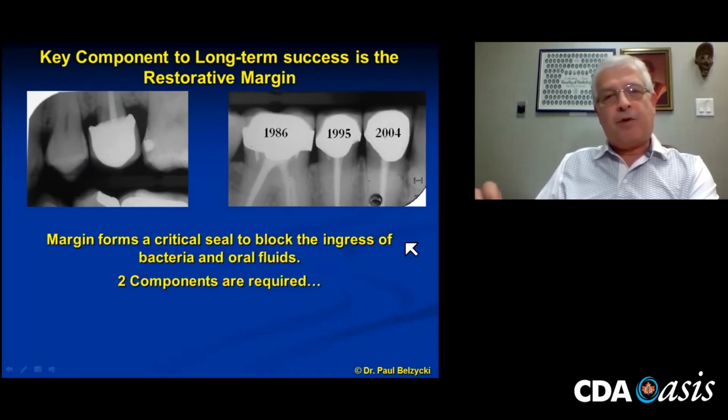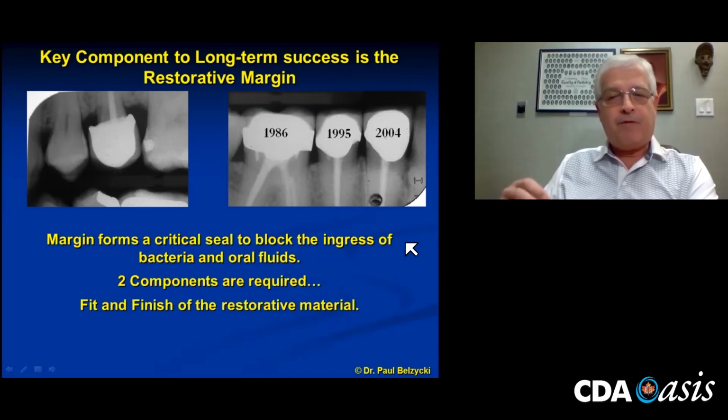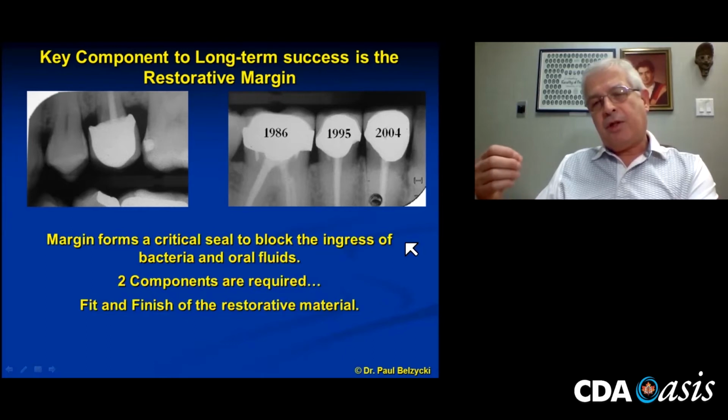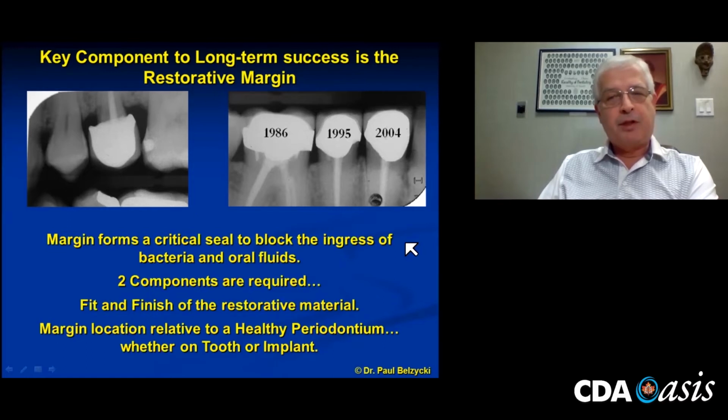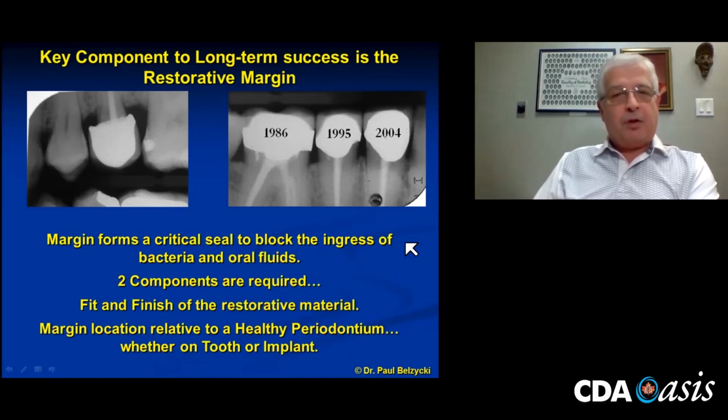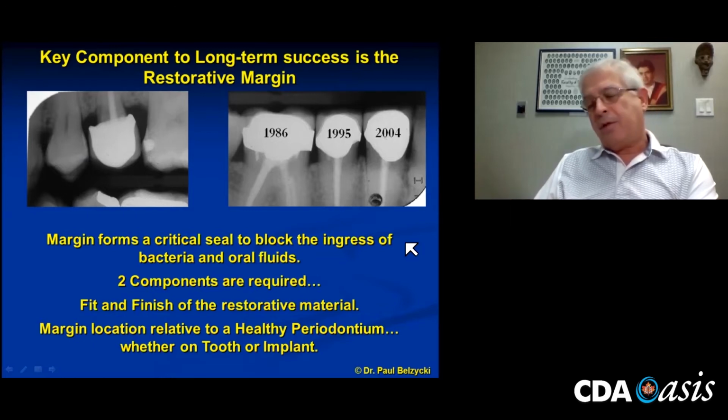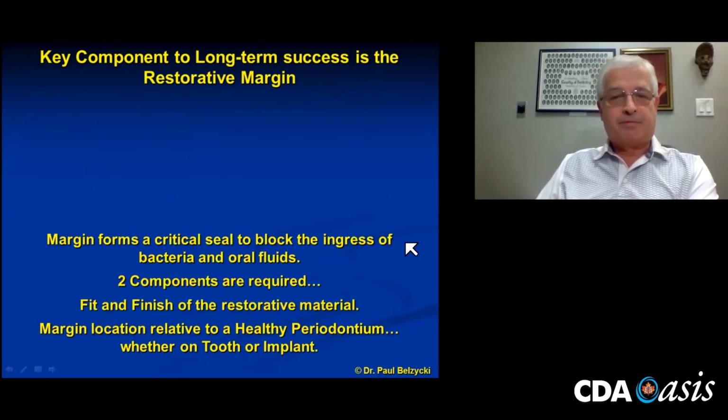Two components are required for a good margin management. As I said, one is the fit and finish of the restorative material, and in conjunction with how well we prepare that tooth margin and capture that impression. But an equally important concept is margin location relative to a healthy periodontium. Whether it's on a tooth or it's on an implant, you can get your perfect impression. You can carve the tooth properly, but if the margin's in the wrong place, you're going to have problems.